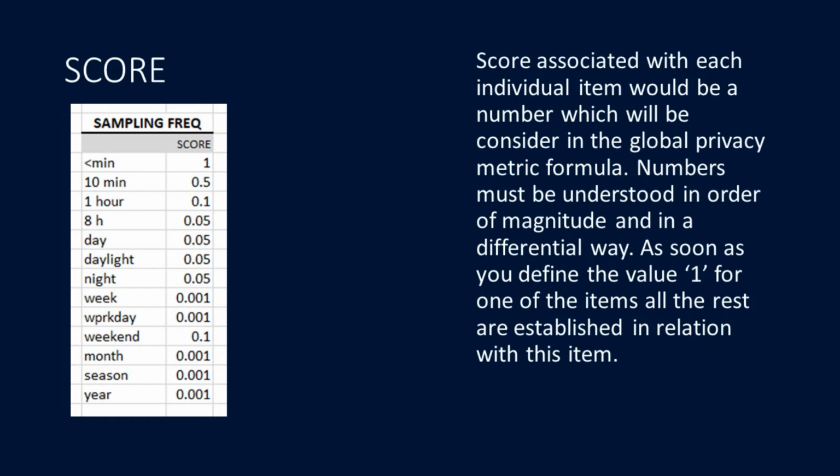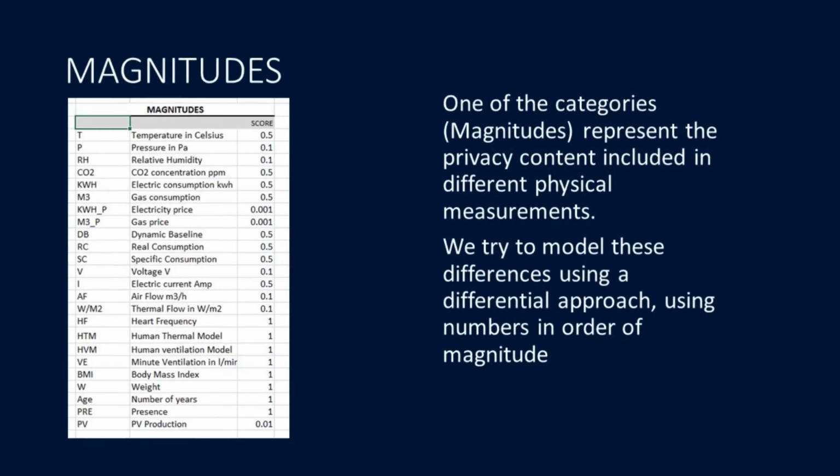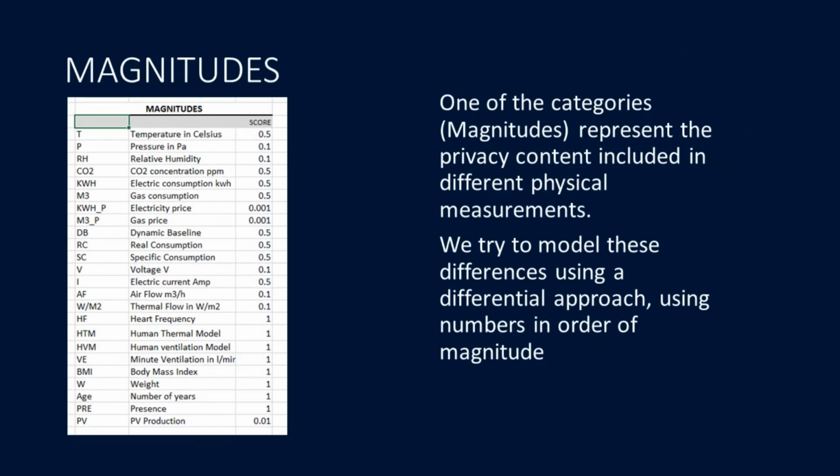The score associated with each individual item would be a number which will be considered in the global privacy metric formula. Numbers must be understood in order of magnitude and in a differential way. As soon as you define the value 1 for one of the items, all the rest are established in relation to this item. One of the categories, magnitudes, represents the privacy content included in different physical measurements.